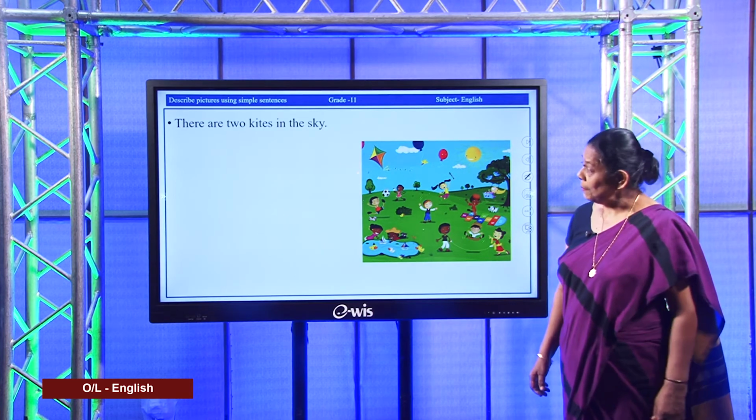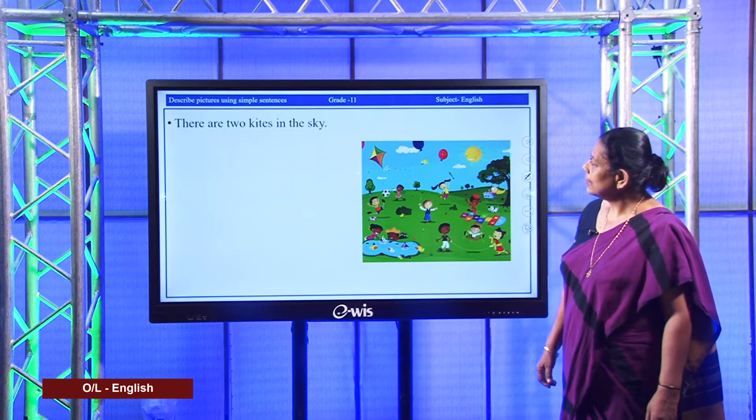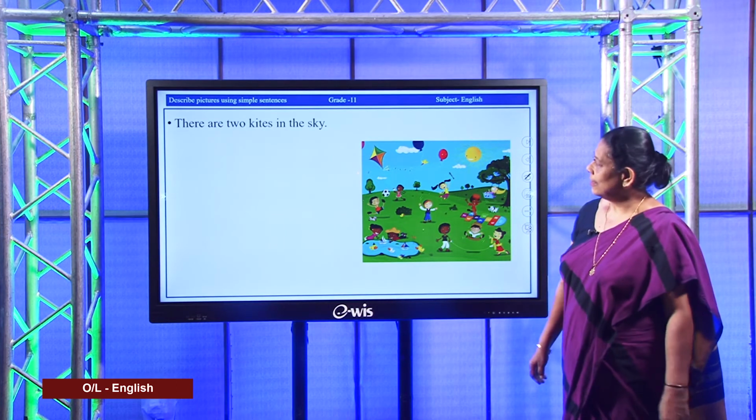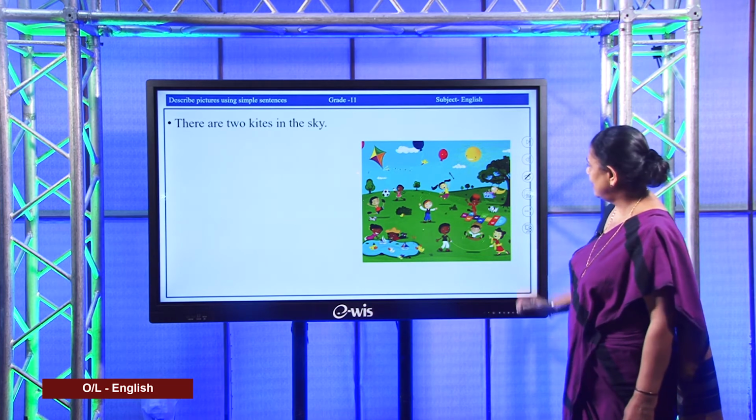Can you count them? Two. There are two kites in the sky. We have to use there are.